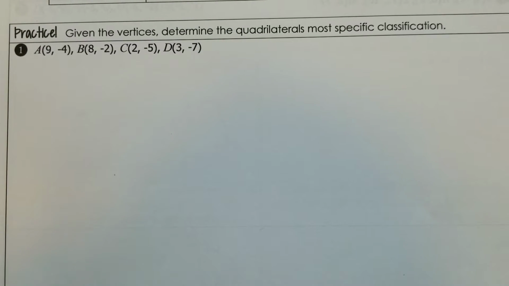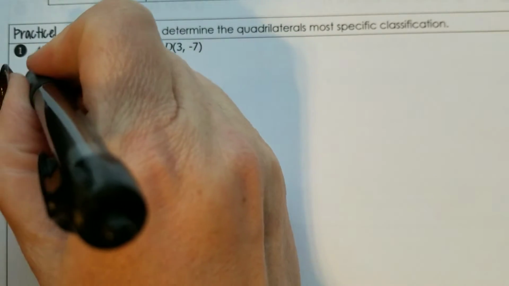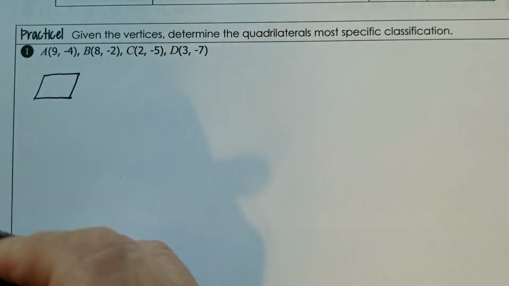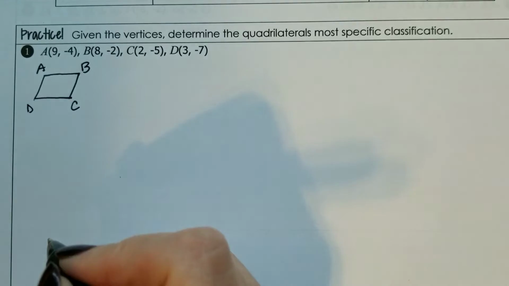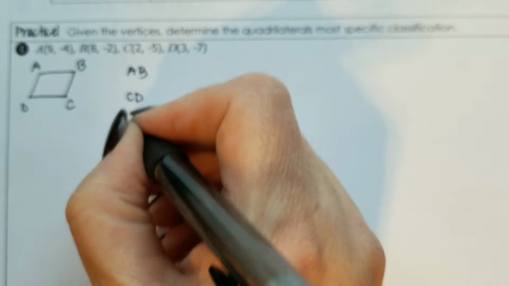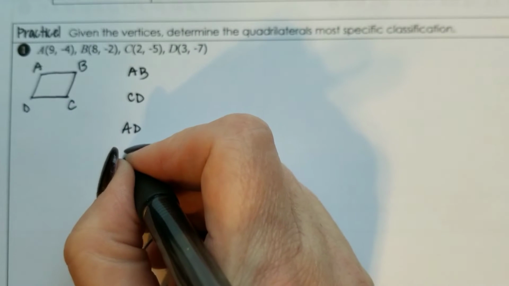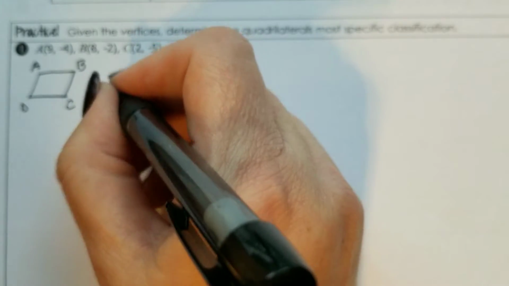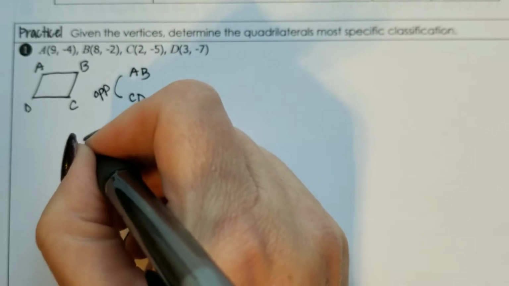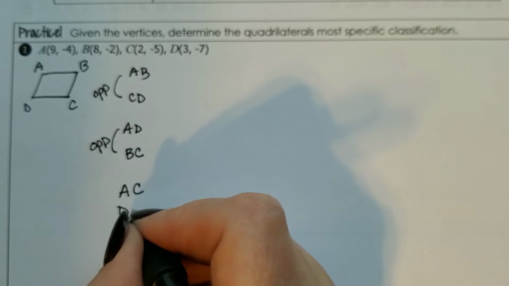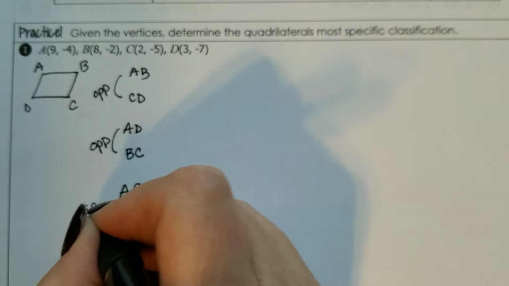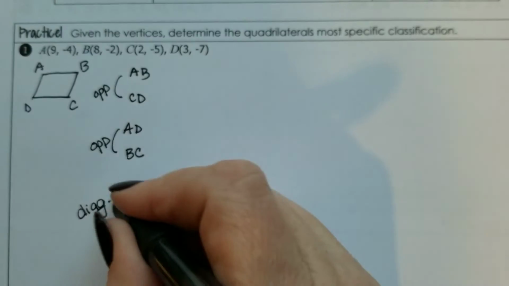This first one, it might be a good idea to give ourselves a quick little sketch. I'm just going to make a 4-sided figure. I don't know if it looks like it's supposed to, but I'm going to label it A, B, C, D, and that way I know that AB is opposite CD, and I know that AD is opposite BC. So these are opposites. And then our diagonals are going to be AC and DB. So these are our diagonals.